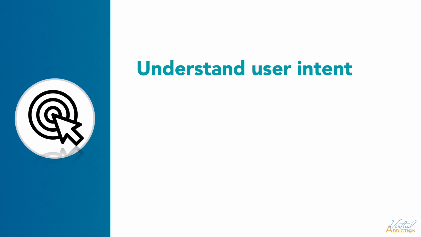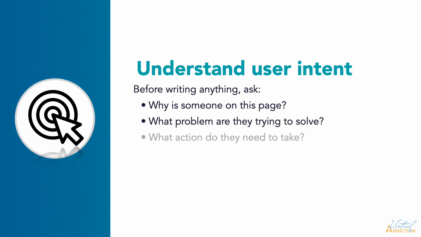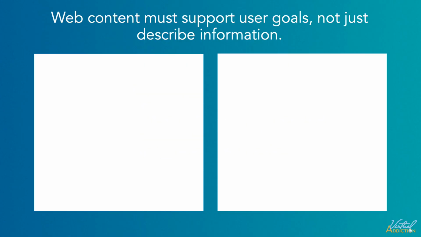The first step is understanding user intent. Before writing anything, ask, why is someone on this page? What problem are they trying to solve? What action do they need to take? And what questions do they have? If you don't understand intent, your writing will miss the mark. Web content must support user goals, not just describe your business.